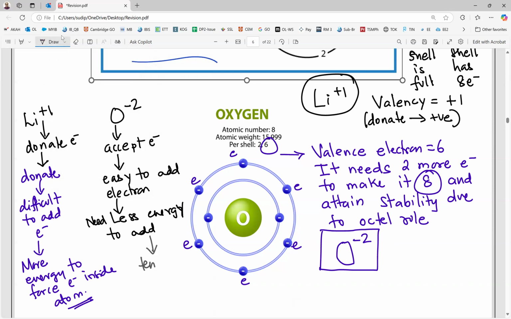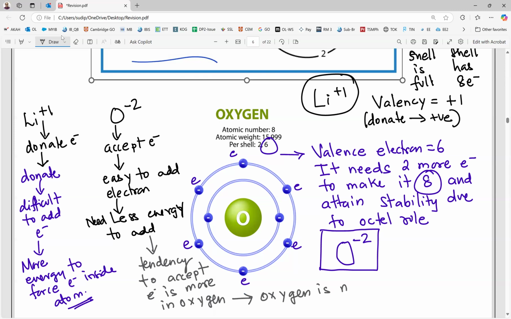to accept electron is more in oxygen. And because the tendency is more, so we say oxygen is more electronegative. Electronegative. Now you see, you understood this part now.